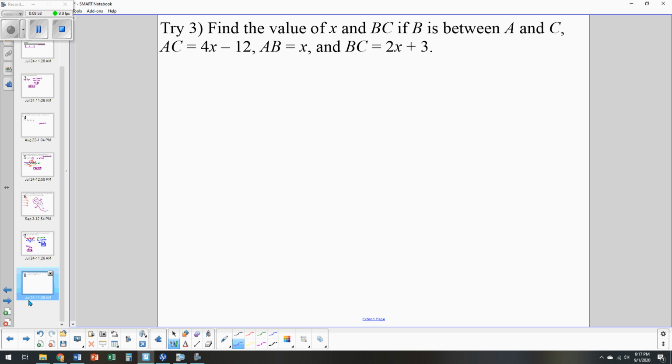All right, you're going to try the last problem. You can pause and I'll show the answer. All right, so x should be 15 and BC is 33. And that is day 2 of chapter 1.